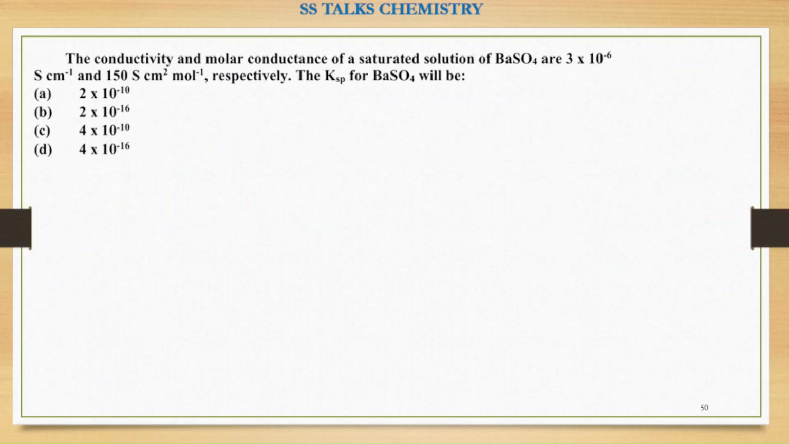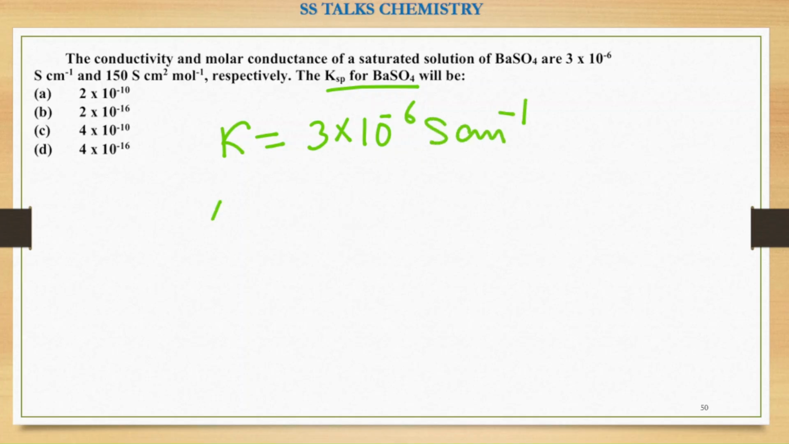Next is you have this question. It says the conductivity and the molar conductivity of a saturated solution of barium sulfate are this and this. What is the Ksp for this? The conductivity, that means kappa value, is 3 into 10 raised to the power of minus 6 Siemens per centimeter, and the other is lambda m, which is given to us as 150 Siemens centimeter square per mole.